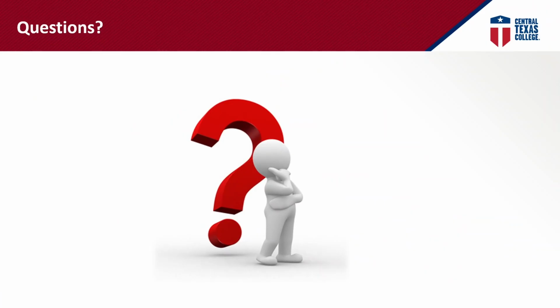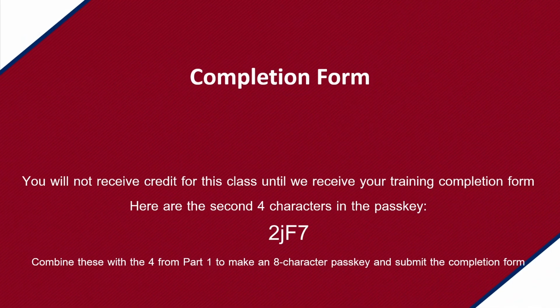Don't hang up yet because, well, here comes the most important part of this training, the completion form. Okay, so you take the first 4 characters you got at the end of part 1, and you take these 4 characters from part 2. So again, case sensitive on this. So the last 4 characters of the passkey for the completion form: the number 2, lowercase j, capital F, and the number 7. Again, combine these, put the first 4 and then the second 4, make an 8-character passkey to submit your completion form.